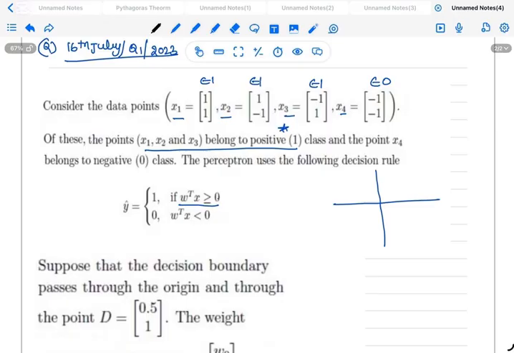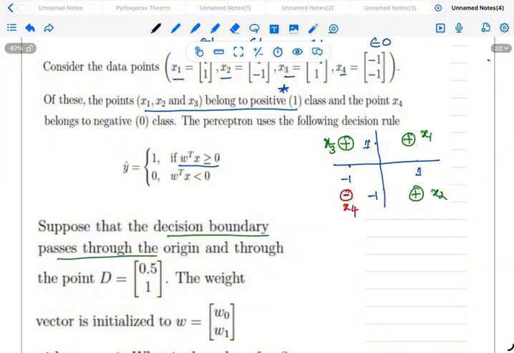x1, x2, x3, x4. This one is (1, -1), this is one data point, x4: (-1, -1). Then (-1, 1), and (1, 1) is x1. (1, -1) and (-1, -1) are x2 and x3. The decision boundary passes through the origin and the point D.